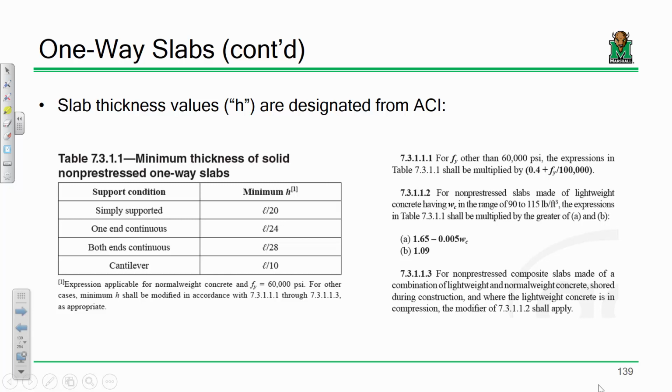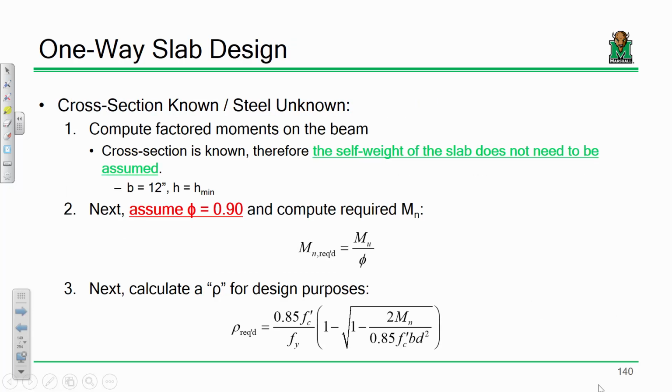So if you have a simply supported slab, we'll just take the length over 20, and there's your height. Take that minus 1 inch and there's your depth, or your effective depth. So it's pretty simple to determine the depth and then also your quote-unquote width. Any questions? Okay, let me show you the procedure.